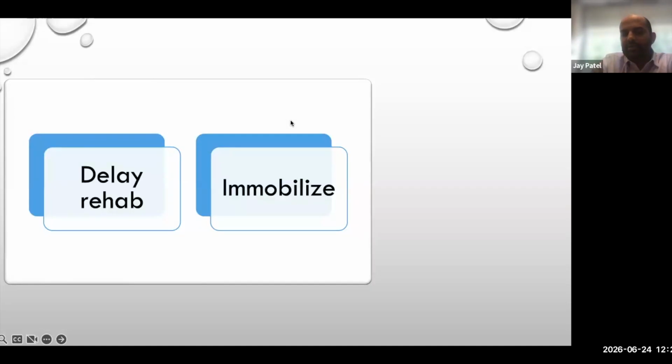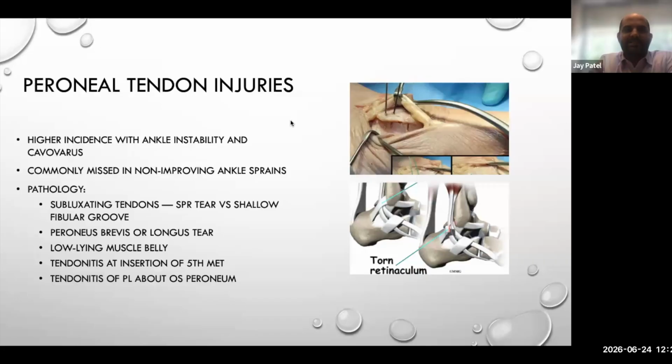These are the patients who are going to delay rehab and potentially need to be immobilized in the boot. Again, I do not do a cast for these typically, but put them in the tall boot, and depending on what it is, make them non-weight bearing or partial weight bearing, or sometimes full weight bearing, depending on what we see on their exam. Let's go through these injuries step by step.